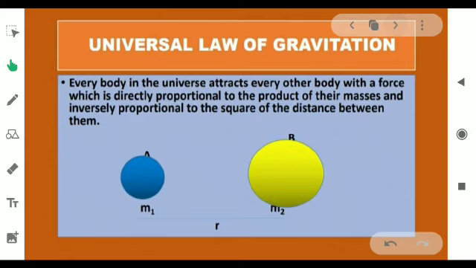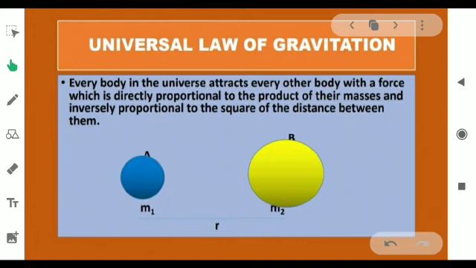Then what do you mean by the universal law of gravitation? The universal law says that every body in the universe attracts every other body with a force which is directly proportional to the product of their masses and inversely proportional to the square of the distance between them. Clear? Okay, let's discuss this law in detail.